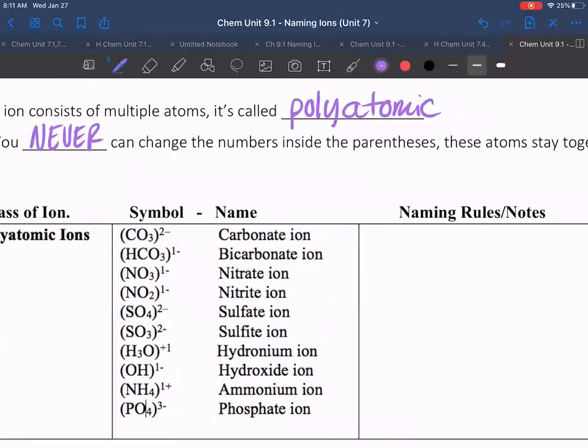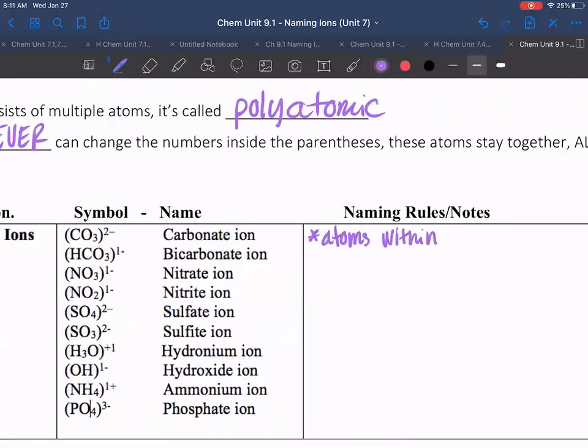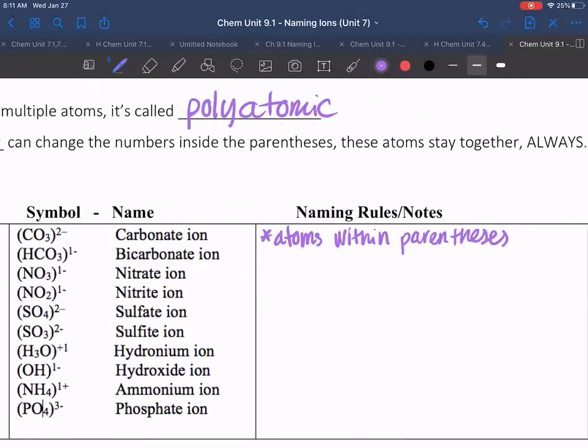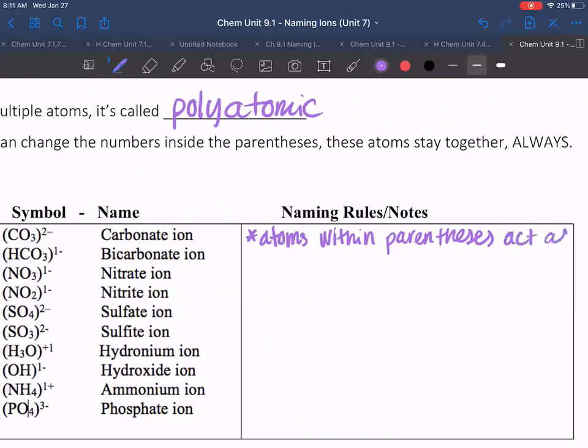And so making a note here that atoms within parentheses act as a single particle. Just as you would say that fluorine makes a -1 charge and is a particle, you would say that CO3 acts as a particle that produces a 2- charge. And most of these are negatively charged.